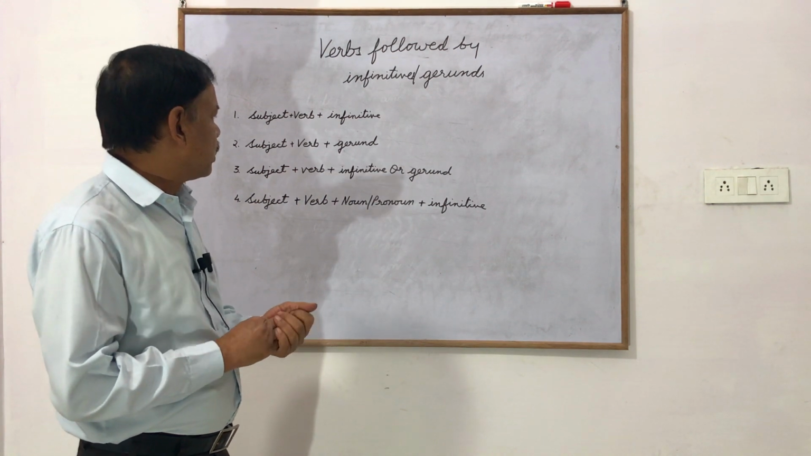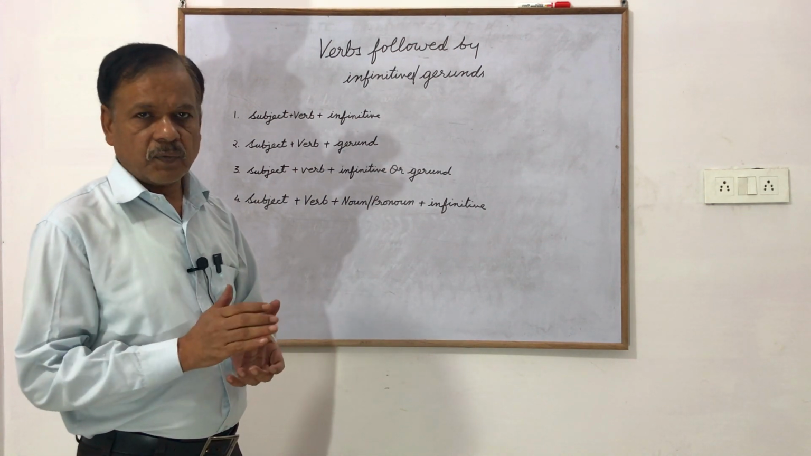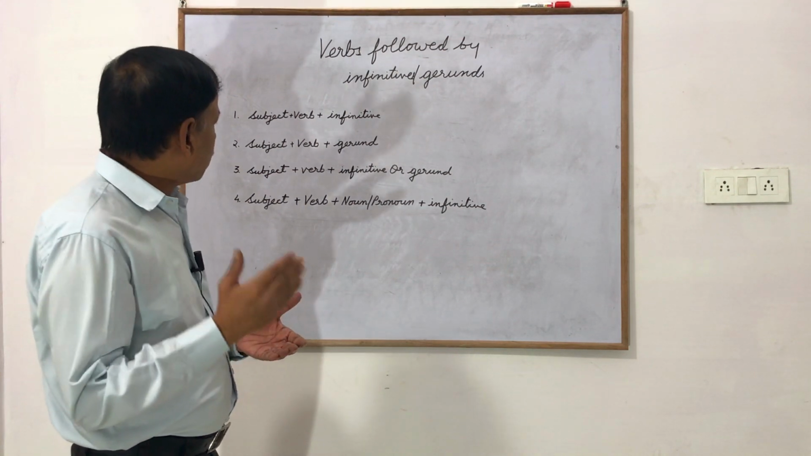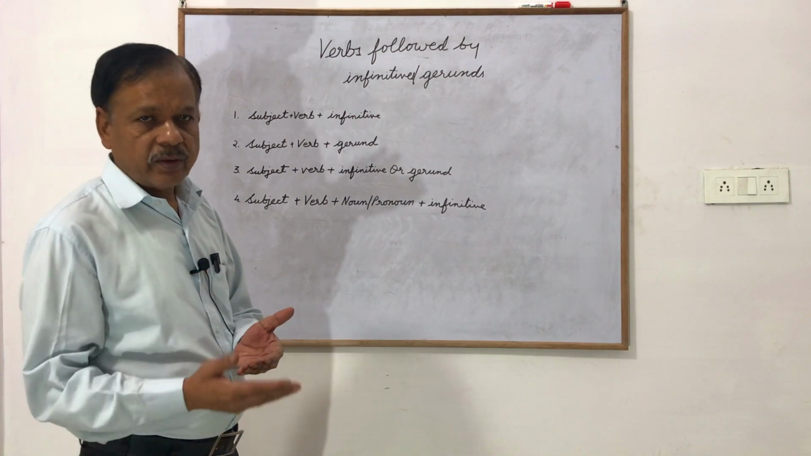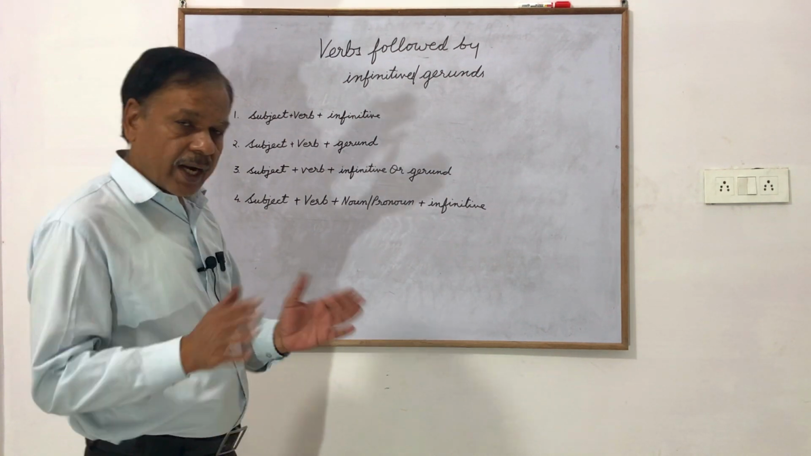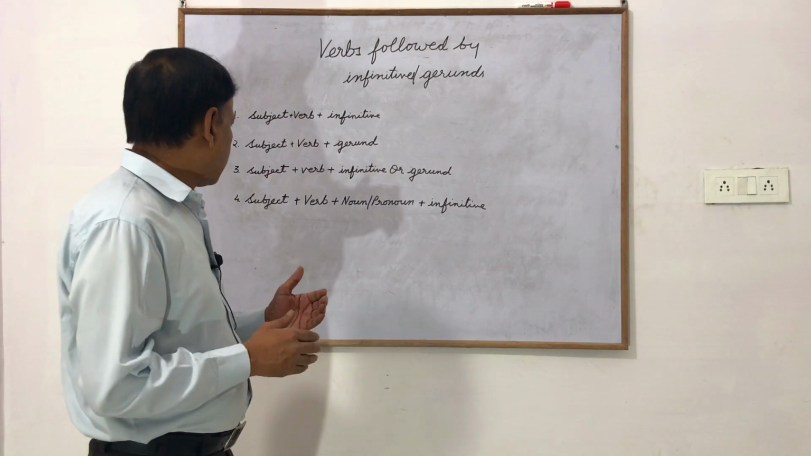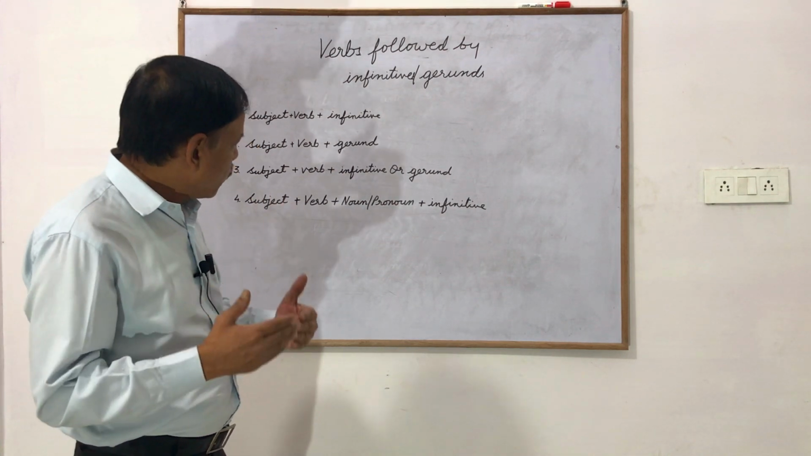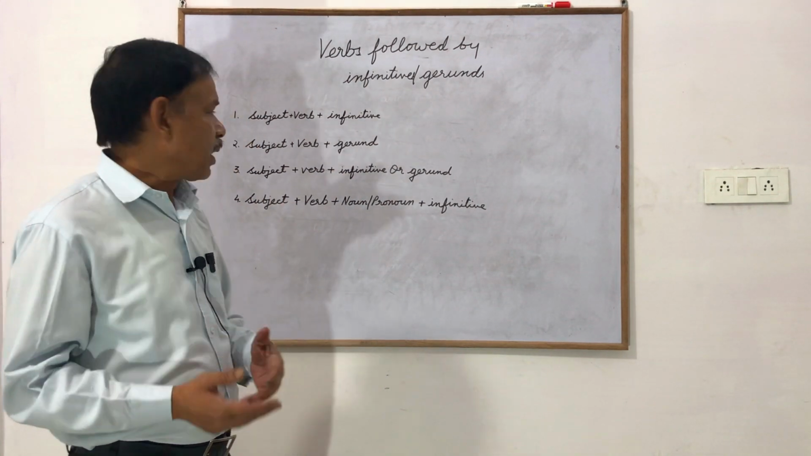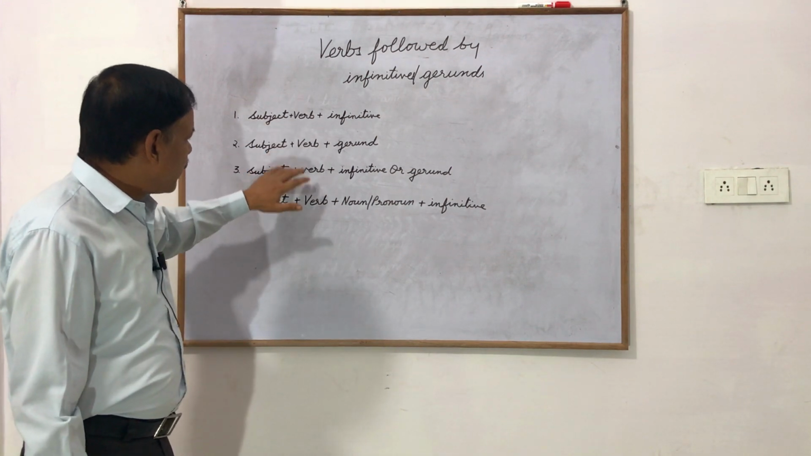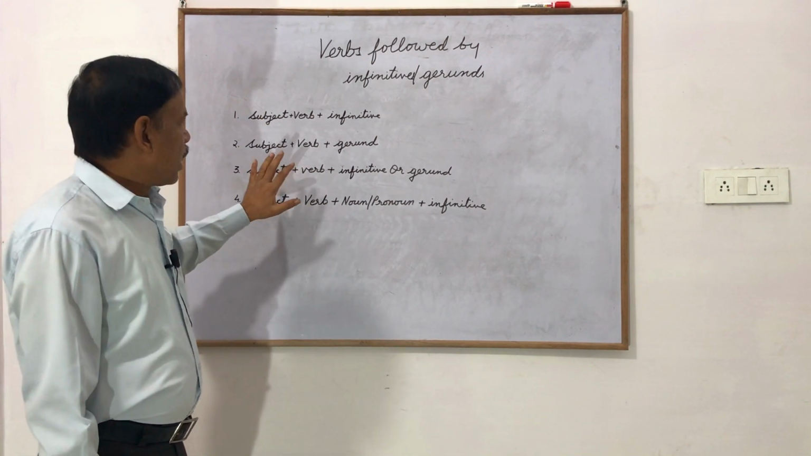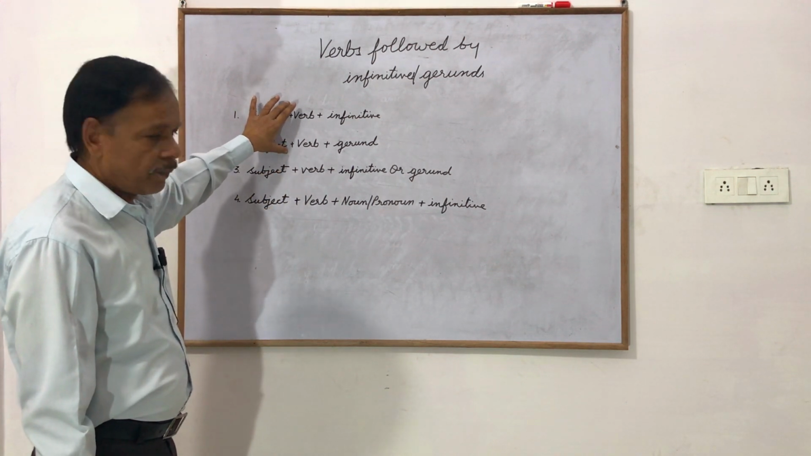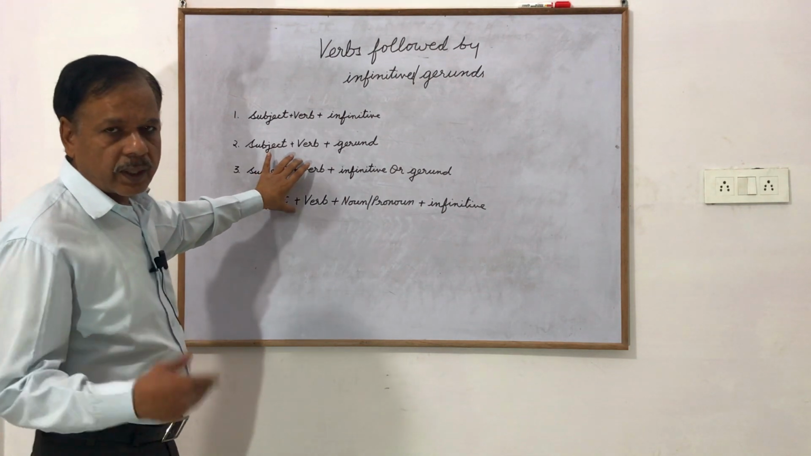we are talking about the different lists, different verbs that are followed by an infinitive, by a gerund, by an infinitive and gerund both, and subject plus verb, then a noun or pronoun and infinitive. That means there are four basic lists, and I'm going to discuss the first two today and the next two in the next video.